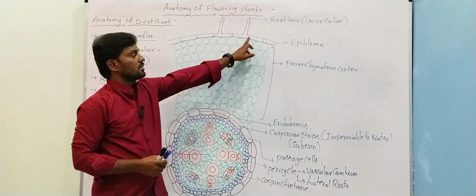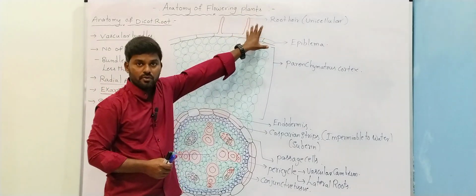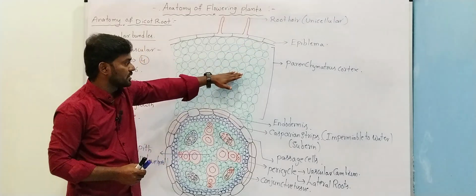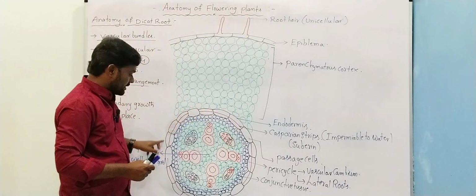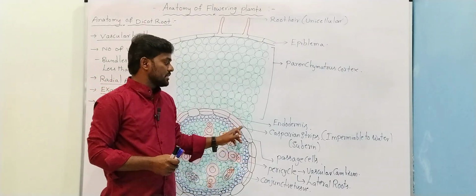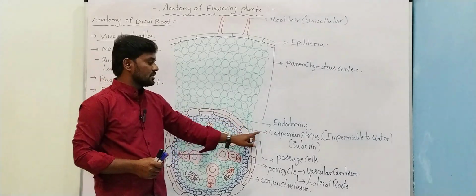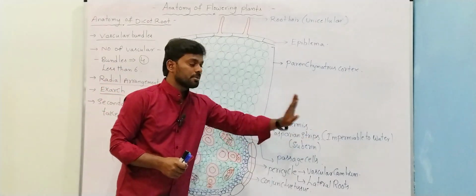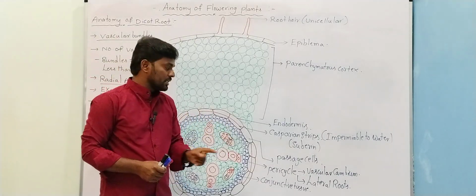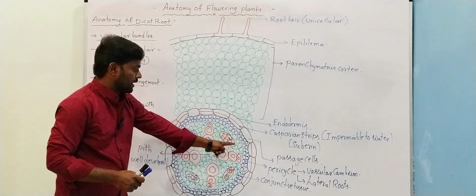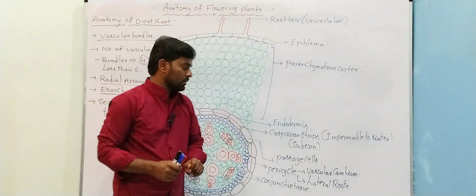Okay, so first one is the epidermis, and it produces the unicellular root hairs. It absorbs water and minerals from the soil. And next one, hypodermis is absent. And next one, the innermost layer of the cortex is called endodermis. It has suberin material deposition, and those cells are called Casparian strips. It is impermeable to water, and a few cells do not have any suberin material. Those cells are called passage cells. And next one, this is the pericycle. It produces the vascular cambium and lateral roots.